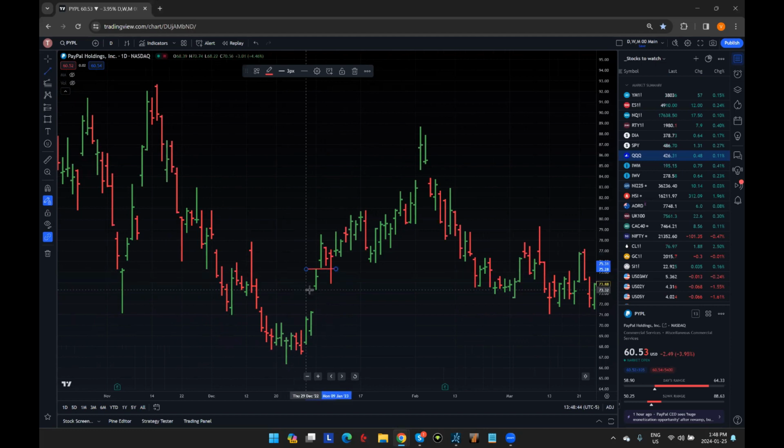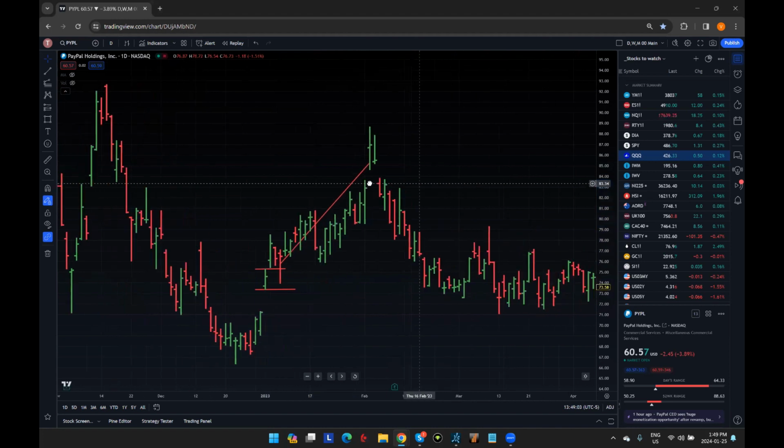We mark the high, we mark the low, we wait for a close, not a trade, but a close outside of one of those lines, and we put our stop on the other side. So once we got a close outside here, we go long, we put our stop just below this line here, and off it goes.